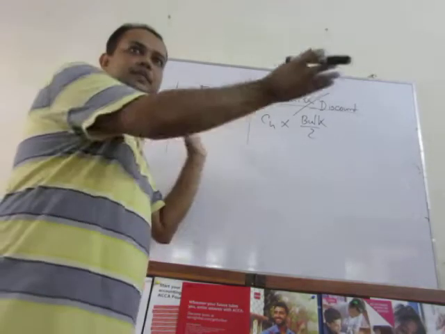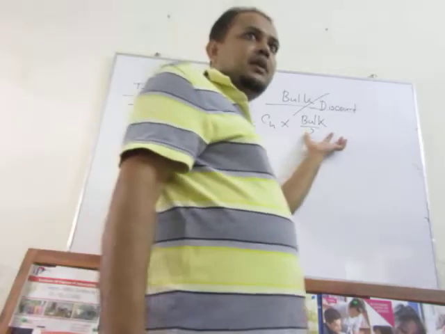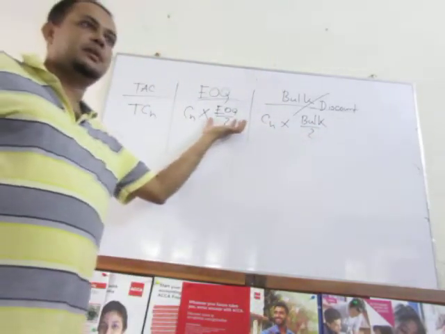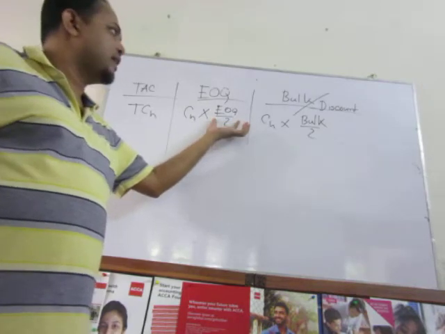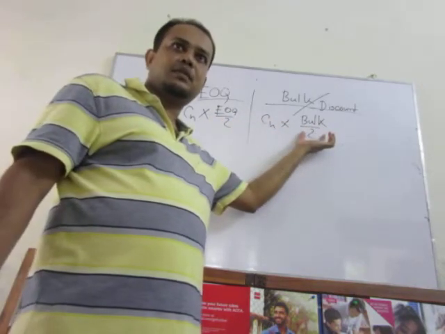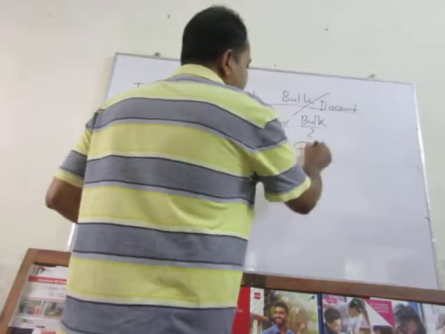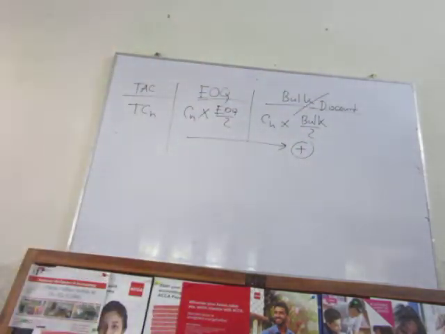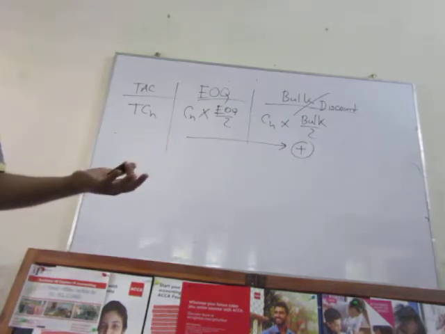CH is equal in every case, but this amount here will be larger compared to this amount, because EOQ is the economic amount. So the average of that will be lower than the bulk amount. So obviously, if you compare these two, it will be more. On the other hand, you can say if you hold more, holding cost will be more.